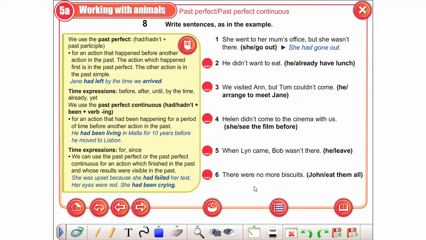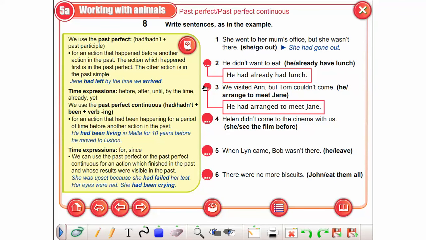We use past perfect. Number 2, he didn't want to eat. He already had lunch. We want to form this sentence in the past perfect. So the answer is he had already had lunch. Number 3, we visited Anne, but Tom couldn't come. He arranged to meet Jane. So the answer here is he had arranged to meet Jane.